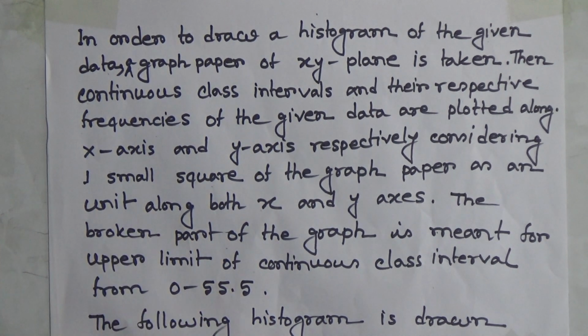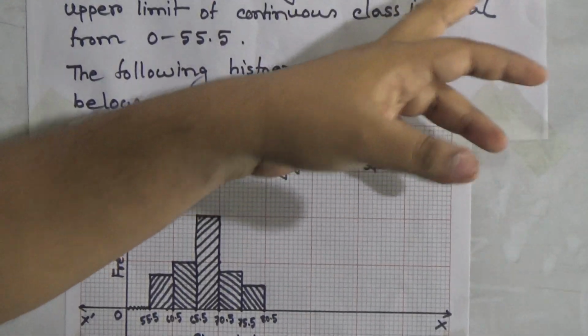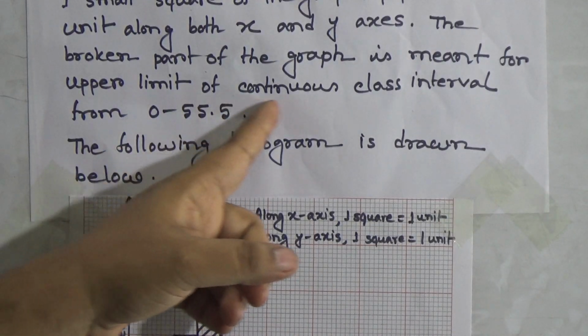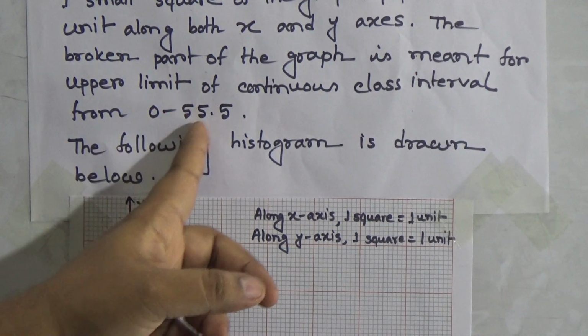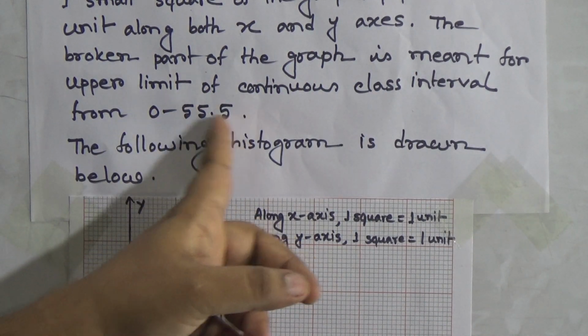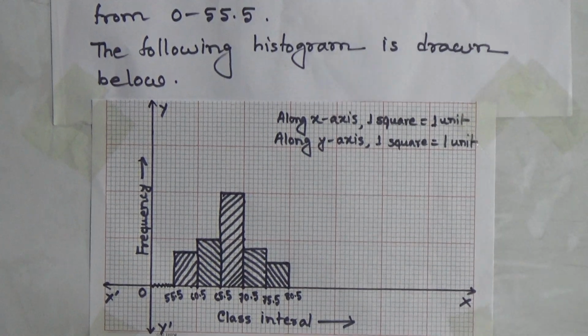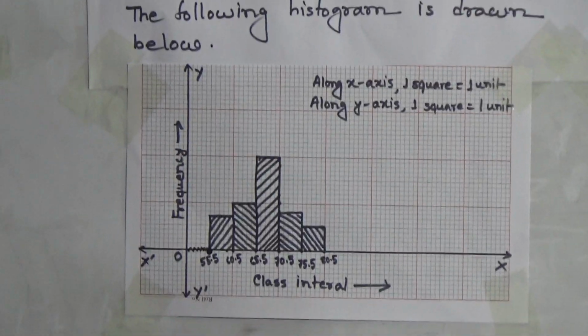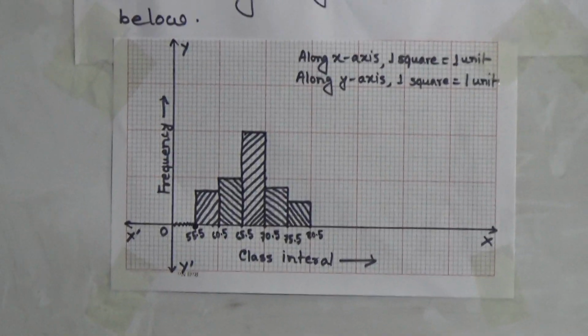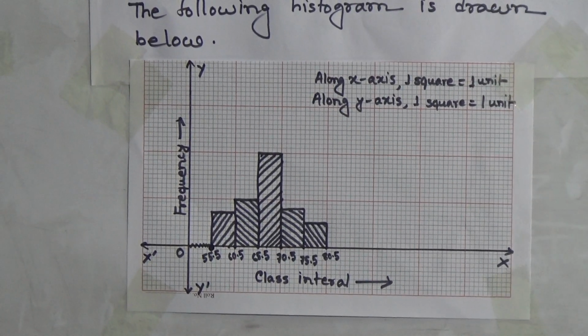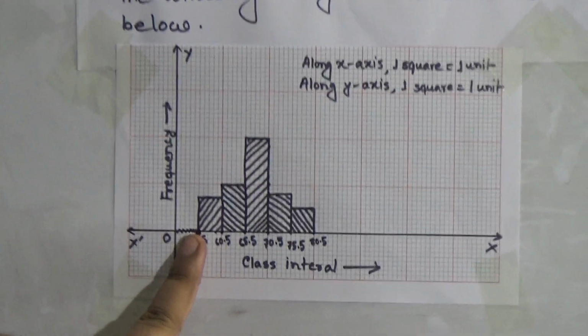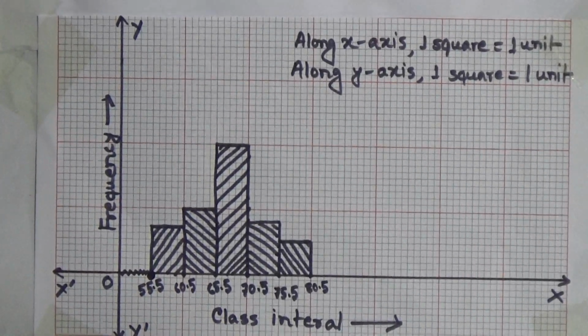Now, this is a broken part. This broken part of the graph is meant for the numbers from 0 to 55.5. My dear student, this one starts from 55.5, but the numbers 0 to 55.5 are omitted here by using this broken sign. Okay, so the following histogram is drawn below.